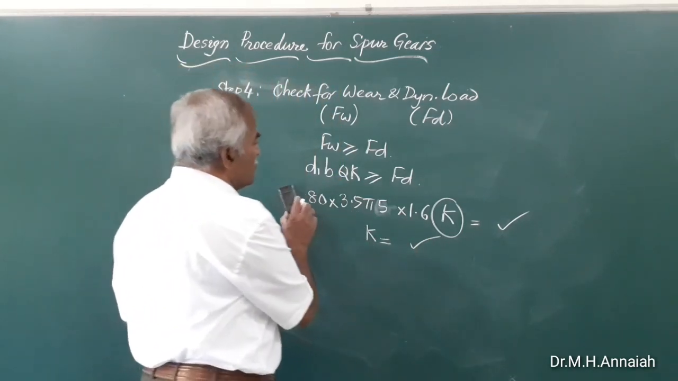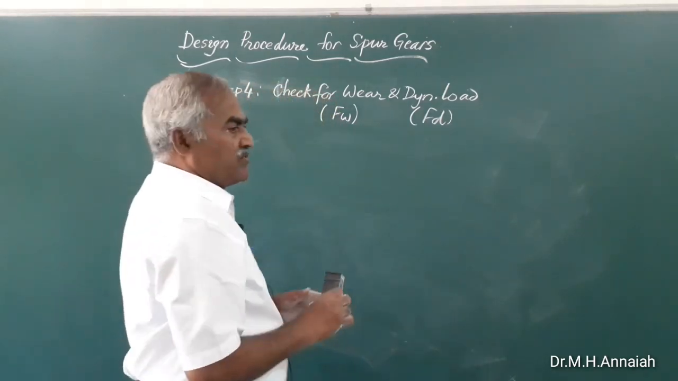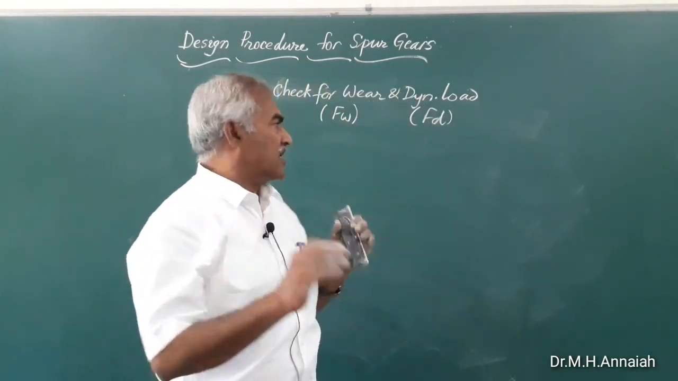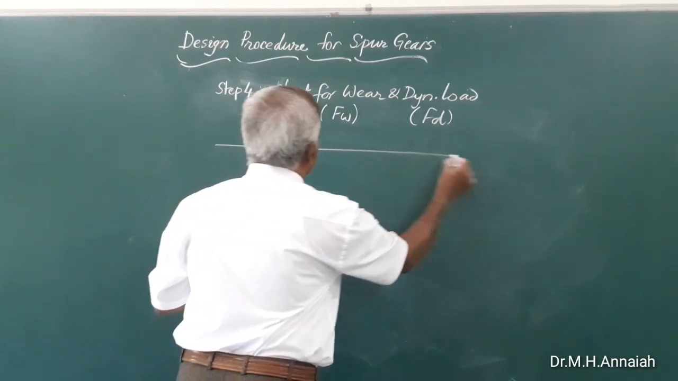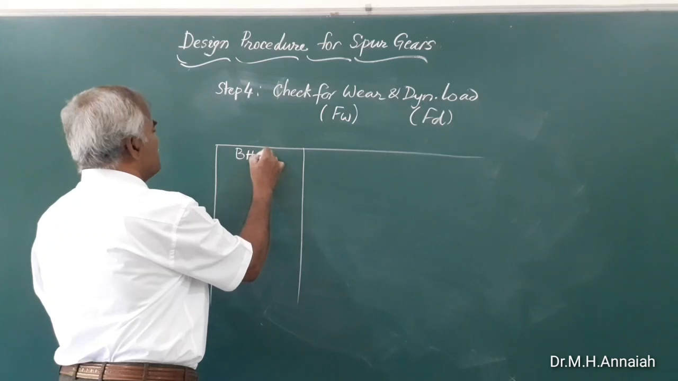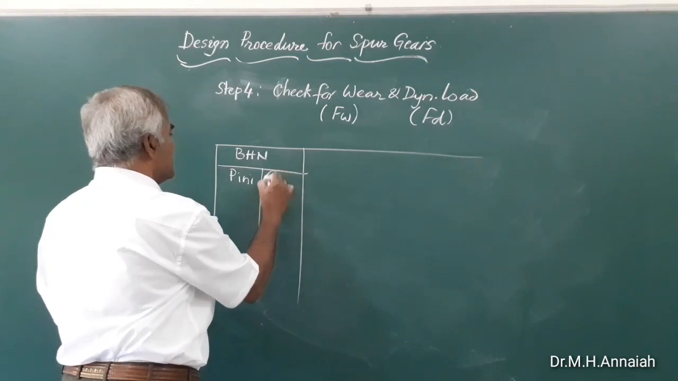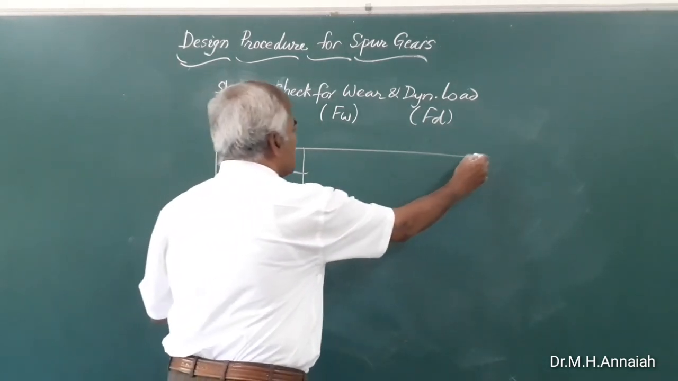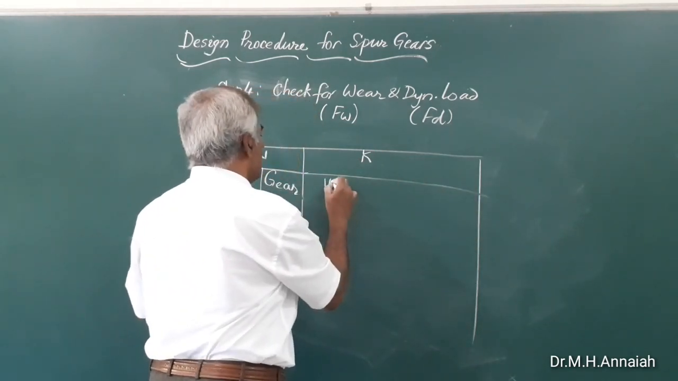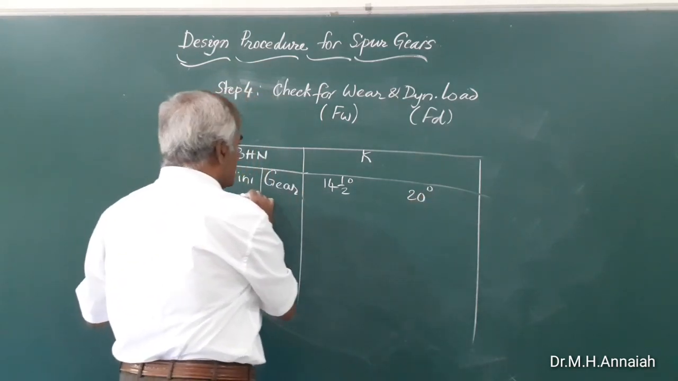So, friends, after obtaining this value of K, there is a table in the data handbook which will give you to what hardness the gear and pinion are to be hardened. So, I will just write down a sample of this. You have here BHN, the Brinell hardness number for the pinion and that for the gear, and we have this value of K both for 14.5 degrees profile and also 20 degrees pressure angle. So, the values are given.